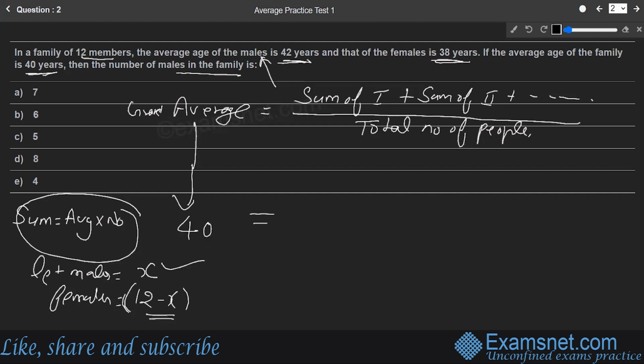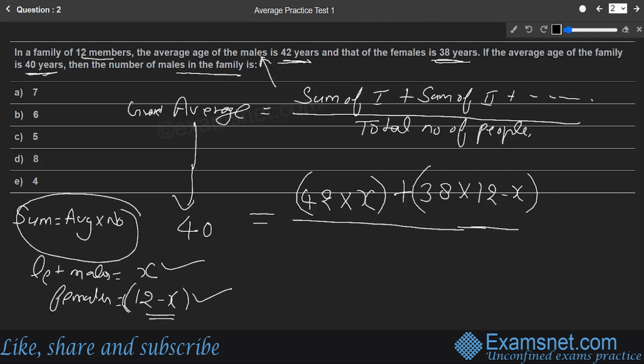So this is the male strength, this is the female strength. Now we can find out the sum. Sum of the ages of males will be average of the males multiplied by number of males, that is 42 into x. Similarly, next sum is total number of females multiplied by the average of females, which is 38 multiplied by 12 minus x, divided by total number of people, which is already stated to be 12. So we need to solve this equation to get our answer.